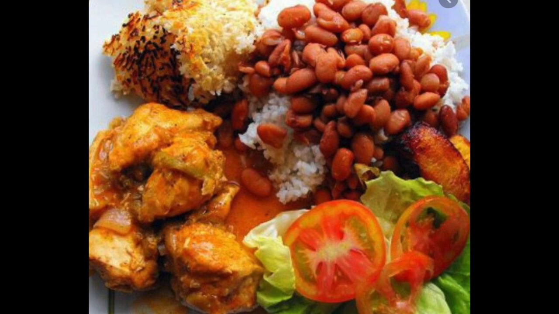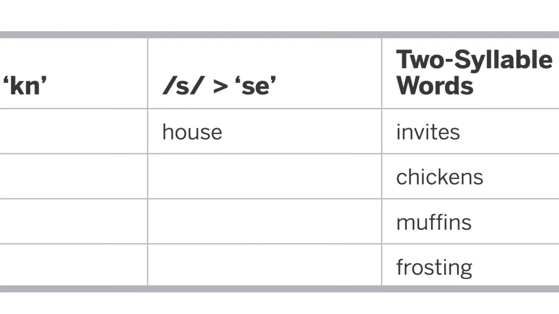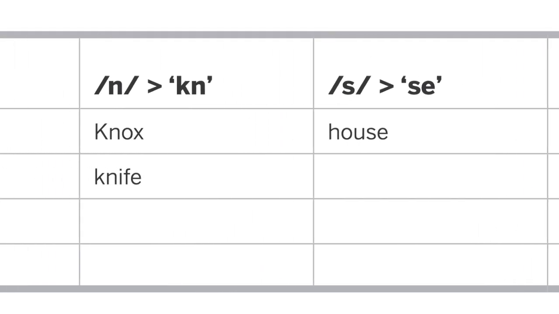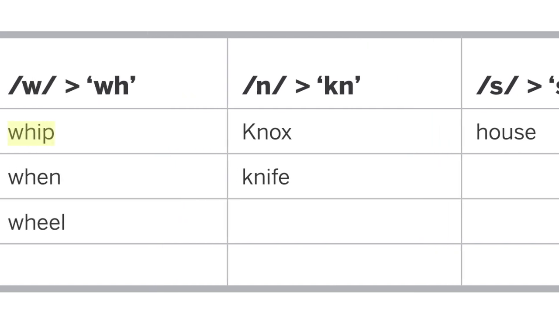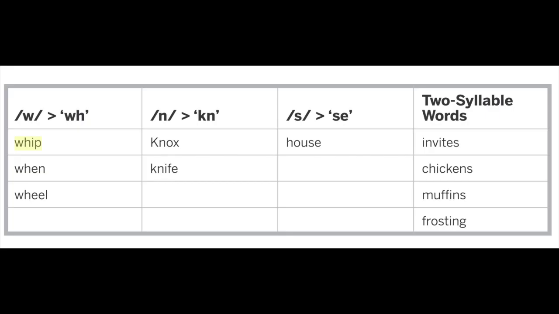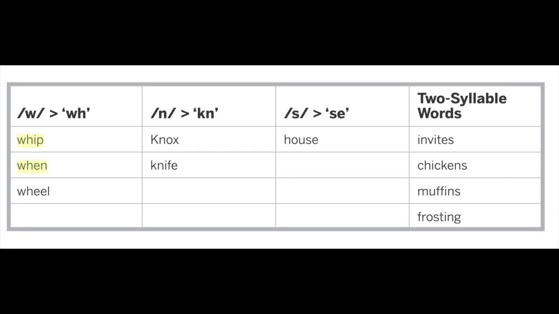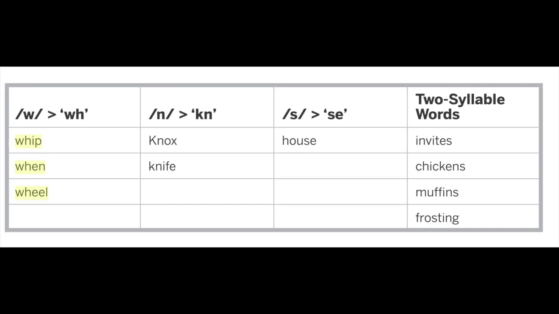Let's take a look at our chart. The first column is the W sound with the WH spelling. The first word is whip. The second word is when. The third word is wheel.